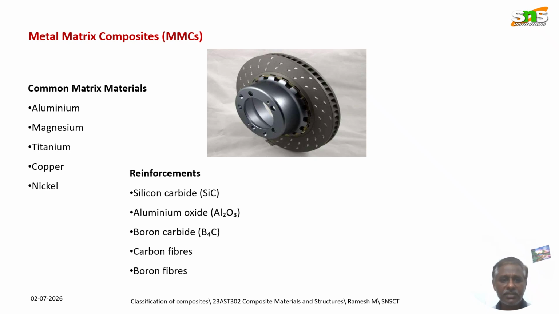A typical metal matrix composite consists of a continuous metallic matrix and a discontinuous or continuous reinforcement phase. Aluminium, magnesium, titanium, copper, and nickel are the commonly used matrix materials. Reinforcements include silicon carbide, aluminum oxide, boron carbide, graphite, carbon fibers, boron fibers, and whiskers.